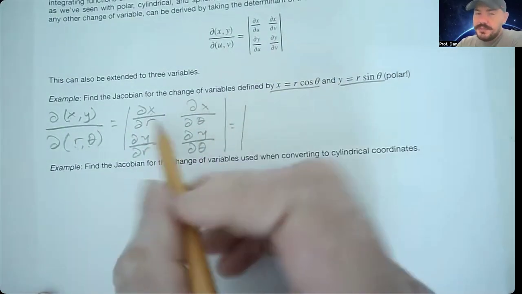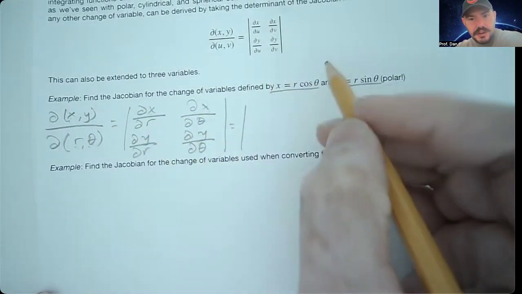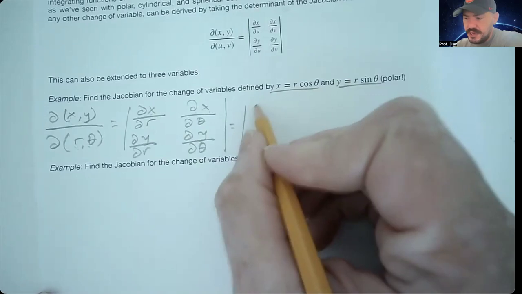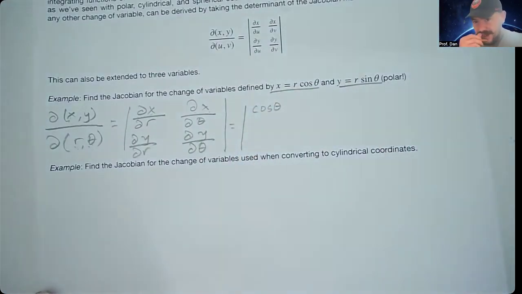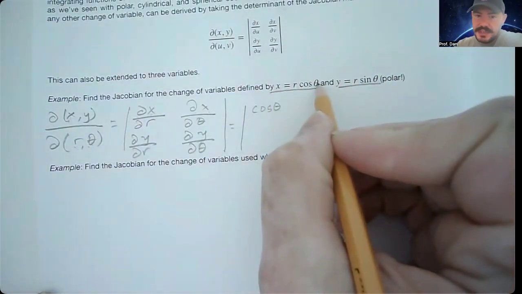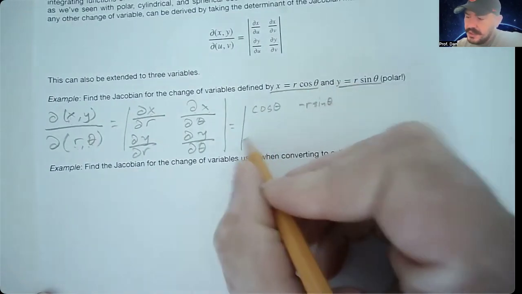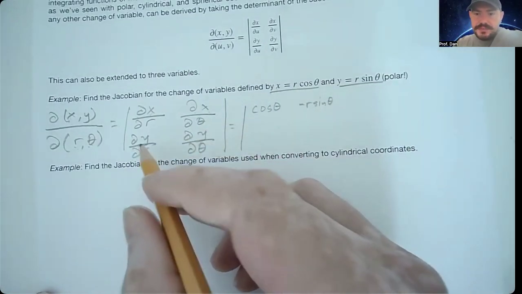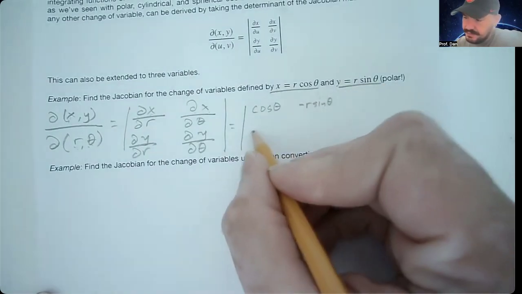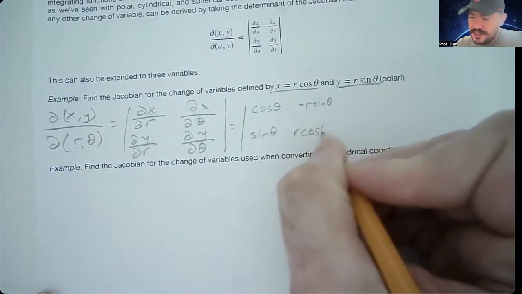We can figure those out pretty easily. If I take the derivative of x with respect to r, remember cosine theta is a number in that case, so the derivative would just be cosine theta. If I take the derivative of x with respect to theta, I would get negative r sine theta. Then for y, the partial with respect to r would just be sine theta, and the partial with respect to theta would be r cosine theta.